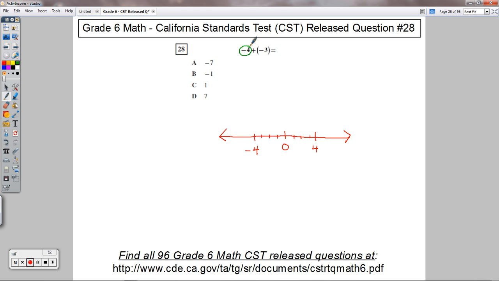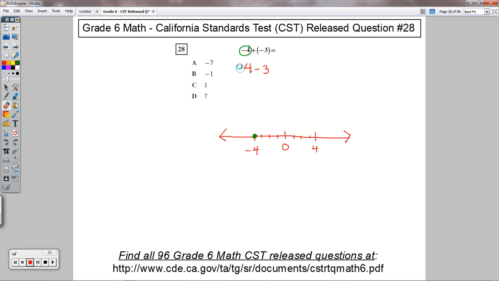I'm starting at -4. And I'm adding a -3. That is the same thing as saying -4 minus 3. To add a negative is the same thing as saying to subtract that number. So we can take -4 and add 3 to that.